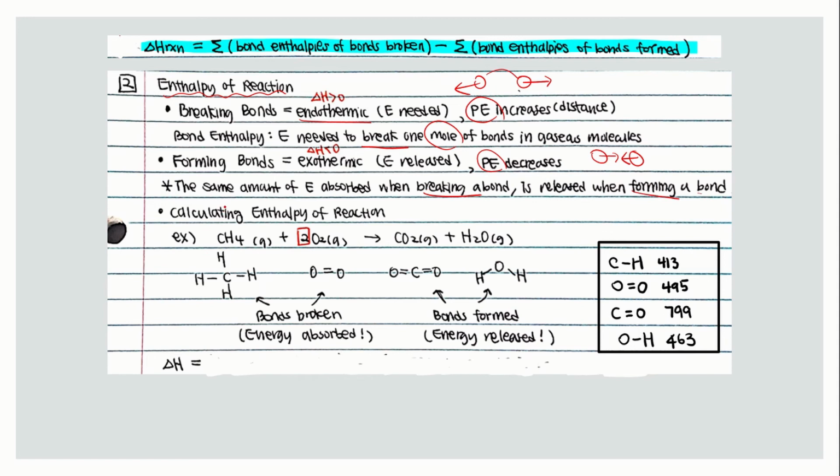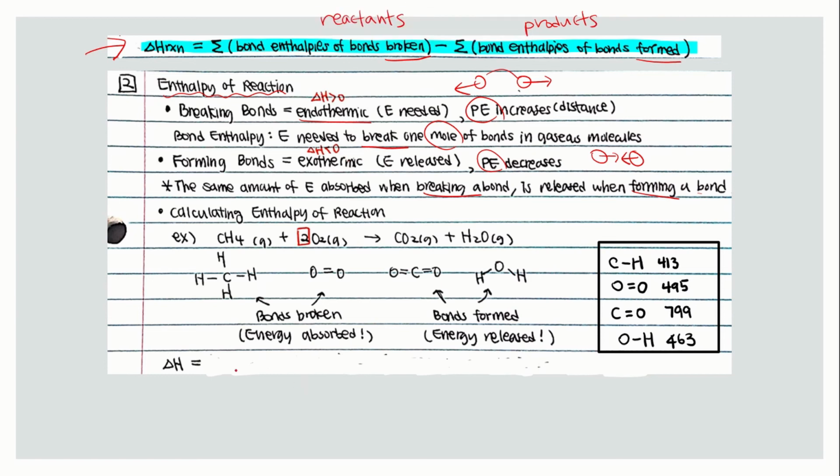Next, you have to know how to calculate the enthalpy of reaction, and how you do that is using this equation right here. The enthalpy is equal to the sum of all bond enthalpies of bonds broken minus the sum of all bond enthalpies of bonds formed. So you basically have to add up all the bond enthalpies for reactants, because reactants are the bonds that get broken, and then subtract the bond enthalpies of bonds in the products, because you form the bonds in products.